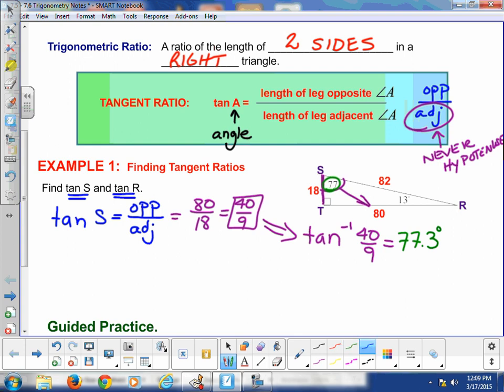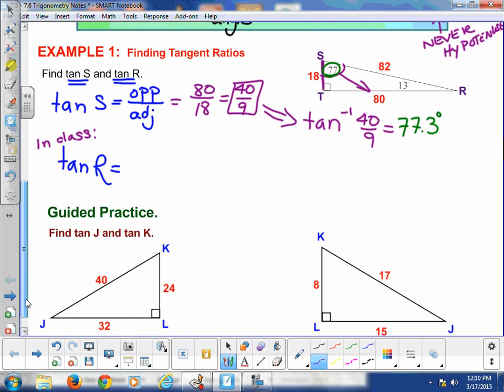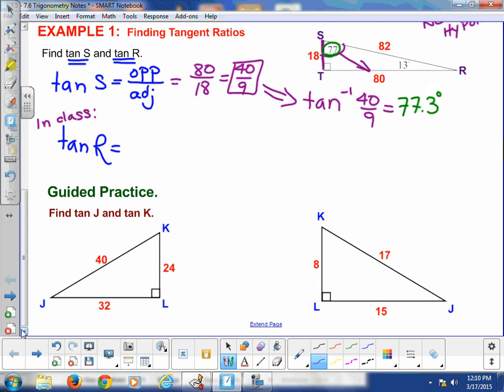I also want to find tan R. And actually, you know what? Let's save tan R for class. Woohoo. Let's do this one in class. This way we get a little feel for it in class too. Guided practice. Find tan J and tan K.